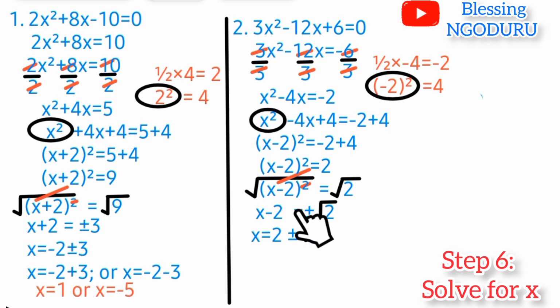x will be equal to, when minus 2 crosses this equal sign, it becomes 2 plus or minus the square root of 2.